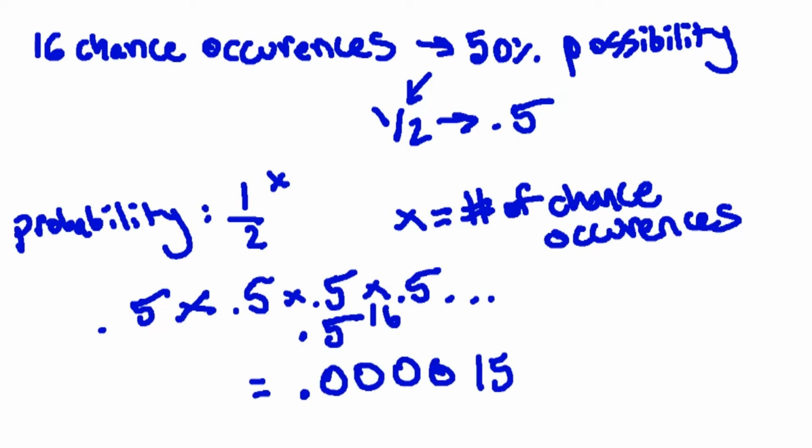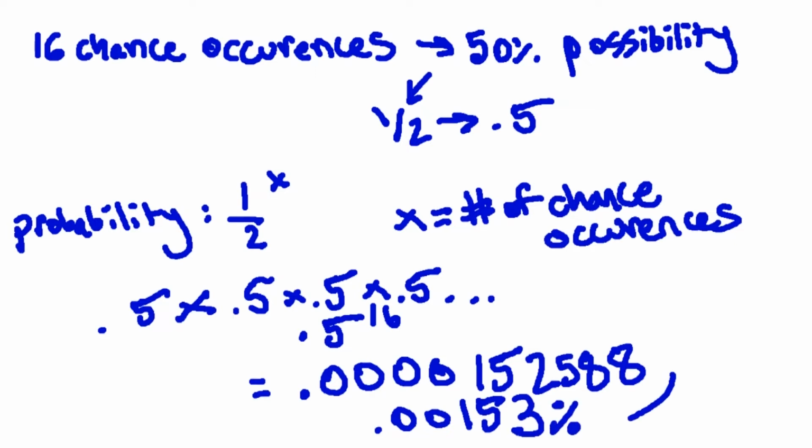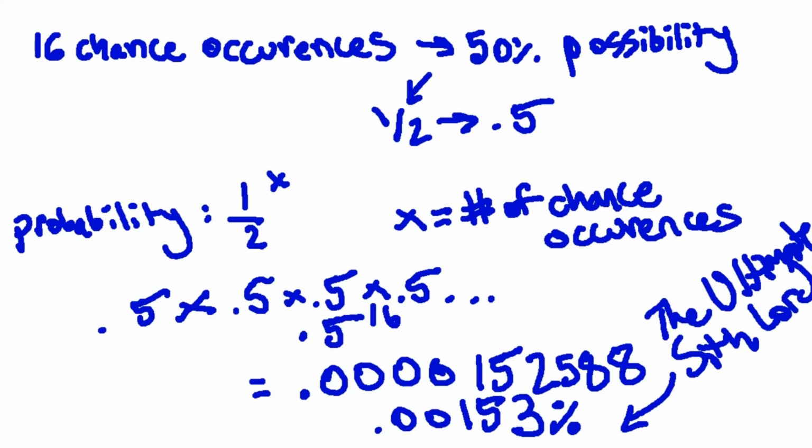This number means that there is a 0.00153% chance of Palpatine's plan actually working and enabling him to get into power. This, folks, is the ultimate Sith Lord people were talking about.